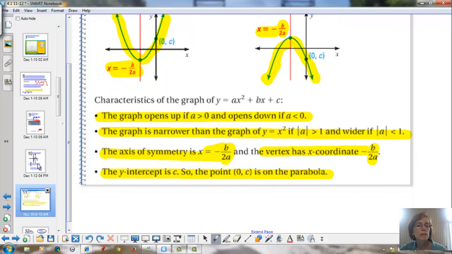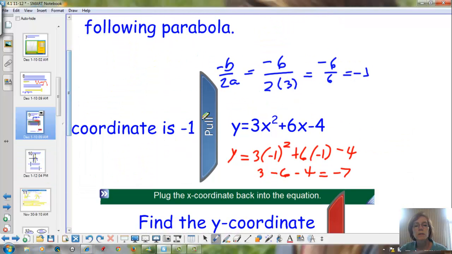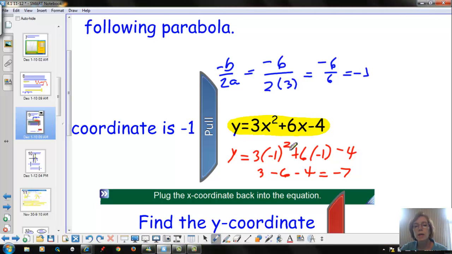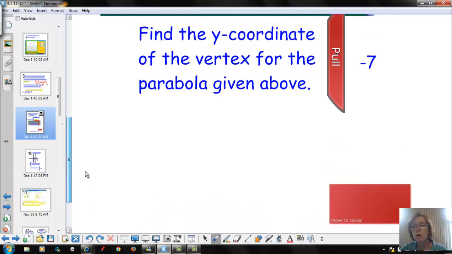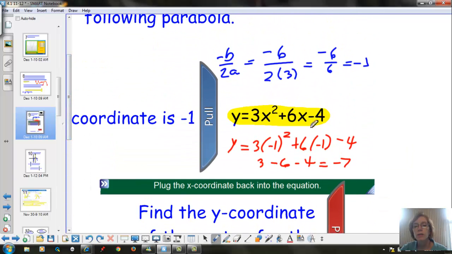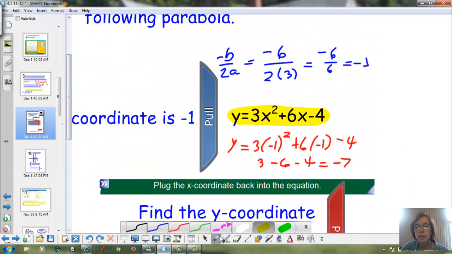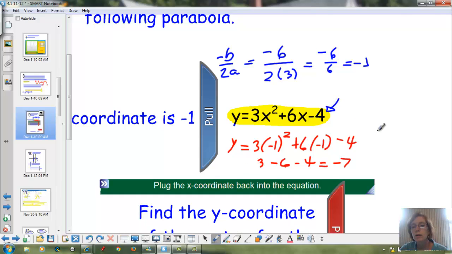So going back to this example for a moment, you can tell that the y-intercept for this graph is going to be what? We found the vertex. The vertex turned out to be negative 1, negative 7, but the y-intercept is going to be just this c value right here. So that's negative 4. So that's the y-intercept.